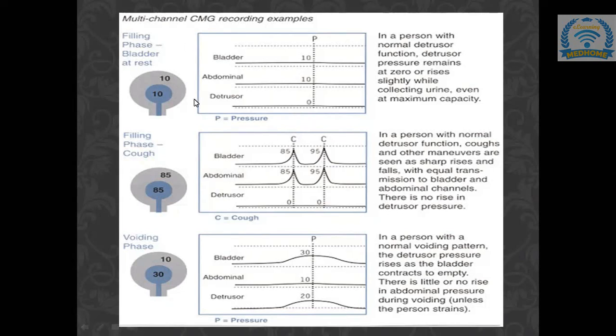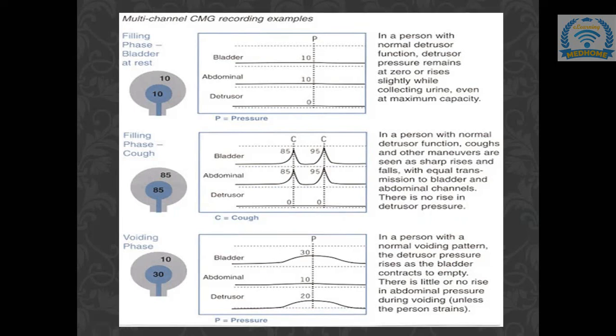Now, this is the same filling phase that we are continuing. Now, the patient is asked to cough because she is having the desire to pass the urine. In a person with normal detrusor function, coughs and other maneuvers are seen as sharp rises and falls with equal transmission to the bladder and abdominal channels. When we've asked the woman to cough, it will be seen as a rising curve on the vesical pressure. You can see these two curves. There's a rising pressure, and along with that, when the bladder pressure rises, the abdominal pressure also rises. But there's going to be no rise in the detrusor pressure when the patient coughs.